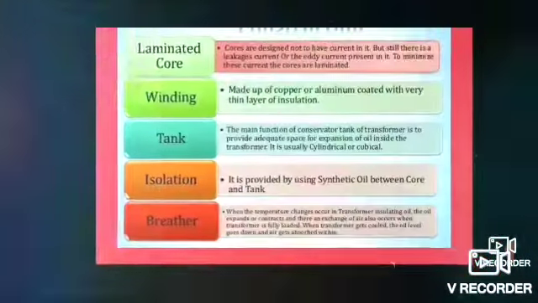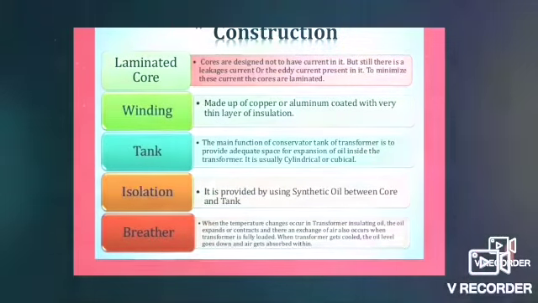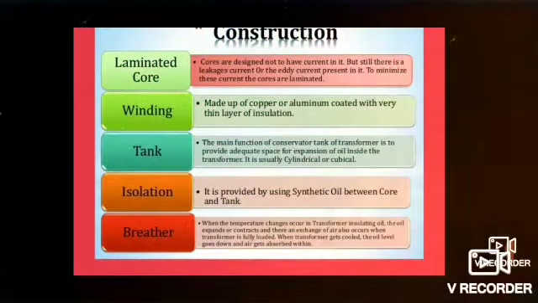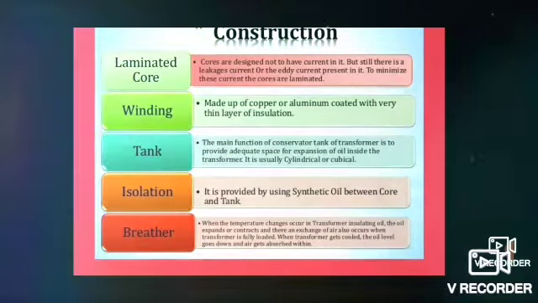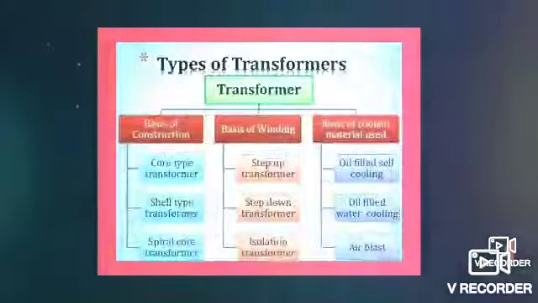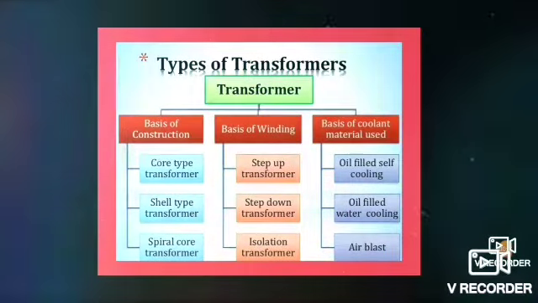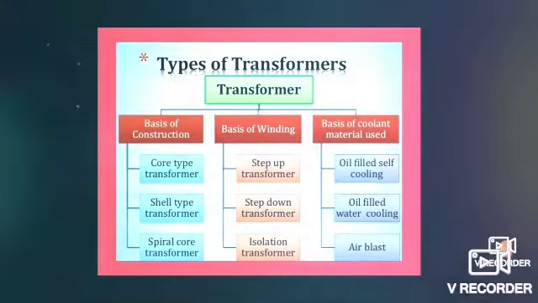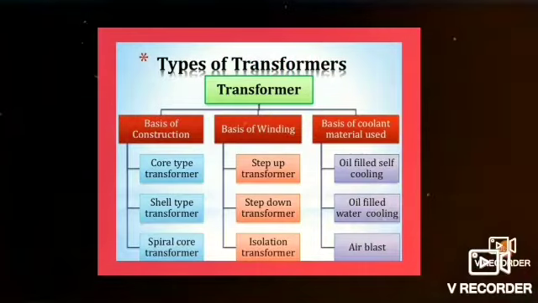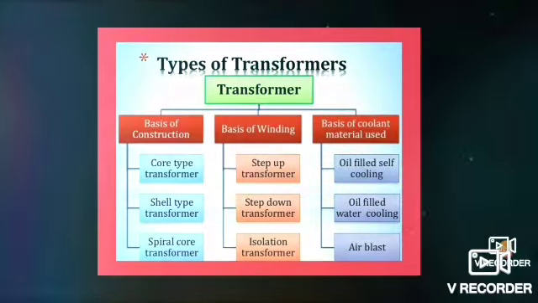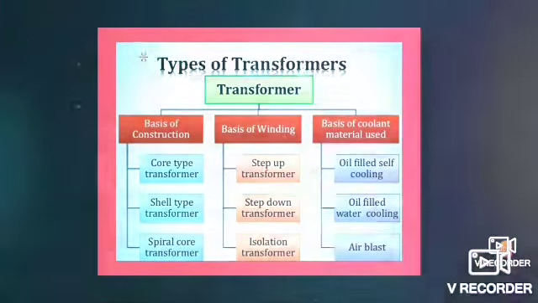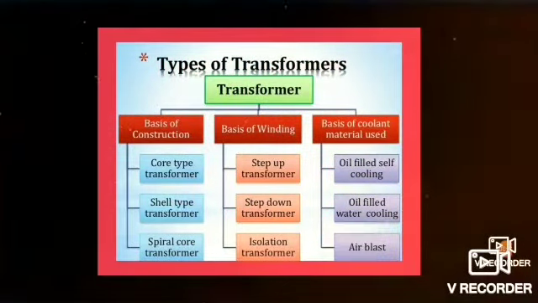So the transformer consists of laminated core, winding, isolation and breather. Depending upon the construction, types of winding and types of material used, the transformer is classified. On the basis of construction, it is divided into three types: one is core type, another is shell type, another is spiral core type.